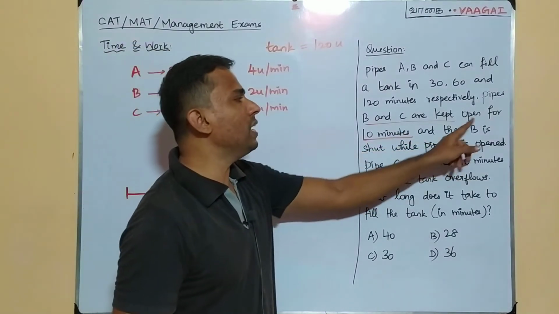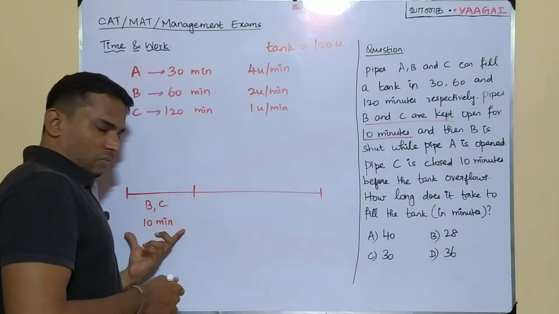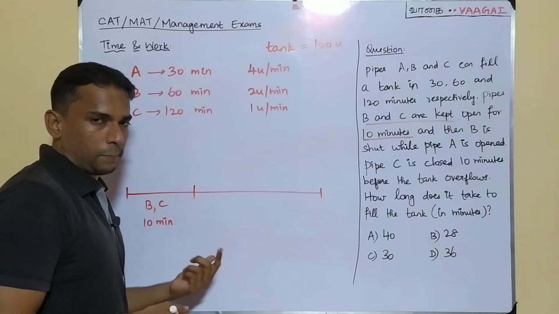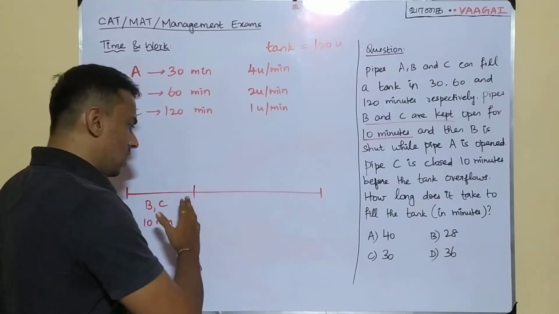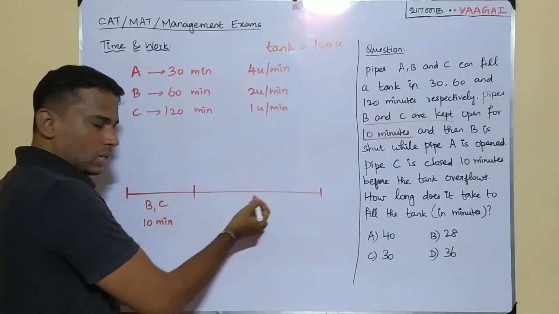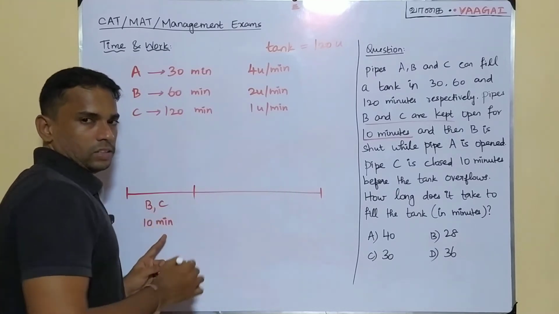And then B is shut while A is opened. So for the first 10 minutes, only B and C are working. But after the 10 minutes, B is shut and A is opened. So that means from this, after the 10 minutes, what happens? B is shut and A is opened. This is what is given.